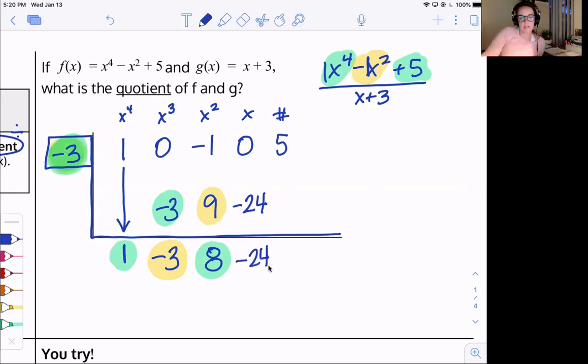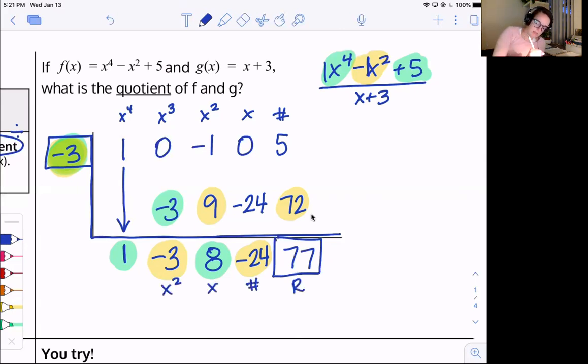Right, and then finally I have negative 24 times negative 3 to go right here. Negative 24 times negative 3 would be positive. Do that in my calculator or my head, it is 72. And then I have 5 plus 72 would be 77, like that. Right, remember this is the last one, so I put a box around that one. This is my remainder, my number, my x's, my x squareds, and my x to the thirds, like so.